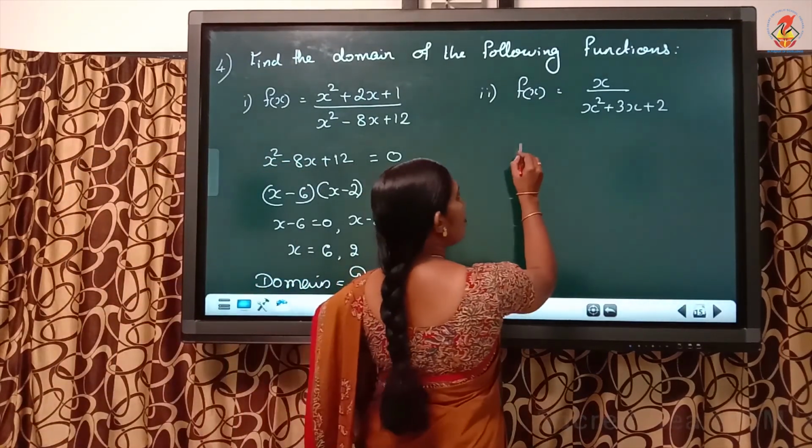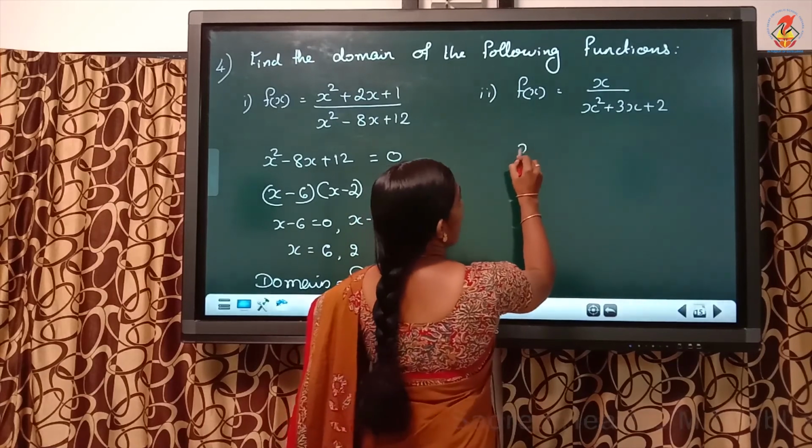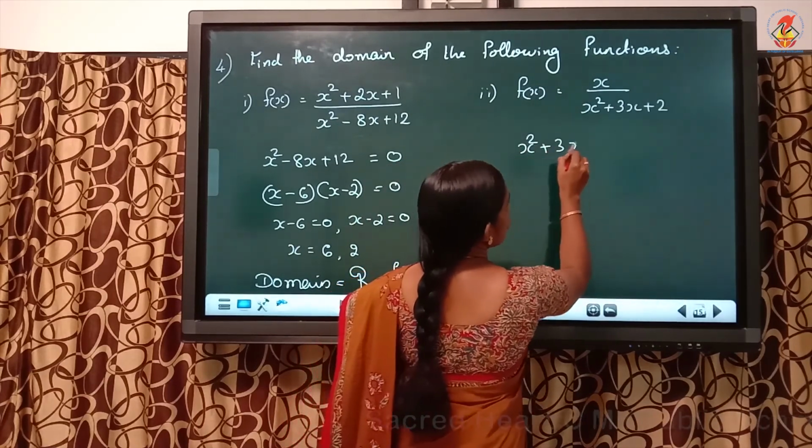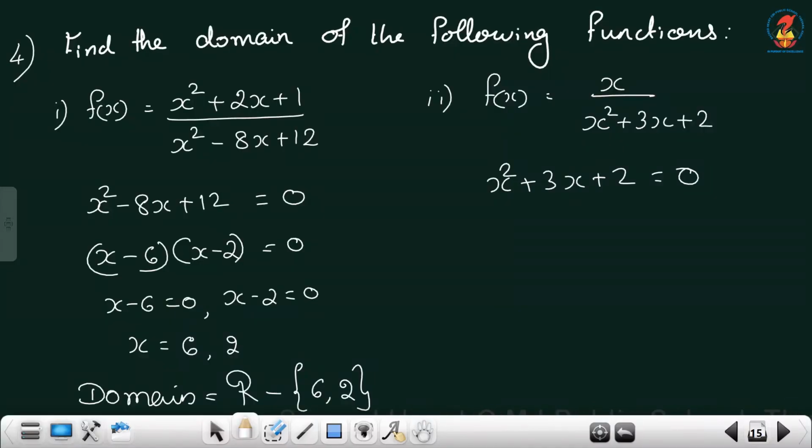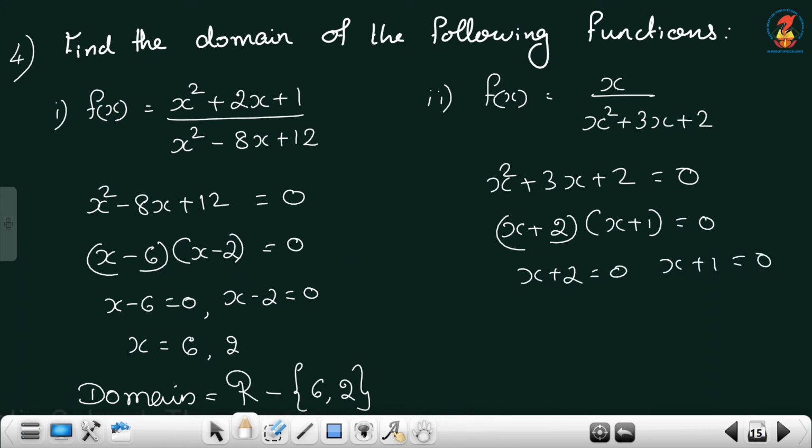Now this one, x square plus 3x plus 2 equal to 0. Put denominator equal to 0. Now product 2, sum 3, I can write 2 into 1. So x plus 2 is 0, x plus 1 is 0, that is x is equal to minus 2, minus 1. Okay. So when x is minus 2 and minus 1.